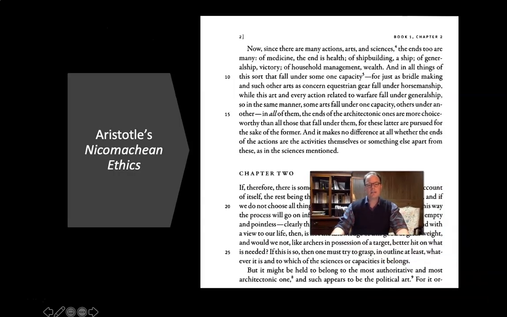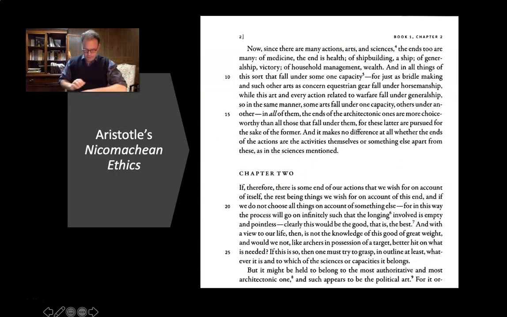Okay, so let's move forward briefly, and we'll conclude by looking at chapter 2. If, therefore, there is some end of our actions that we wish for on account of itself, the rest being things we wish for on account of this end, and if we do not choose all things on account of something else, for in this way the process will go on infinitely, such that the longing involved is empty and pointless, clearly this would be the good that is best.